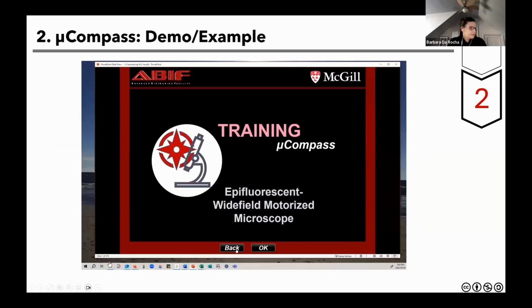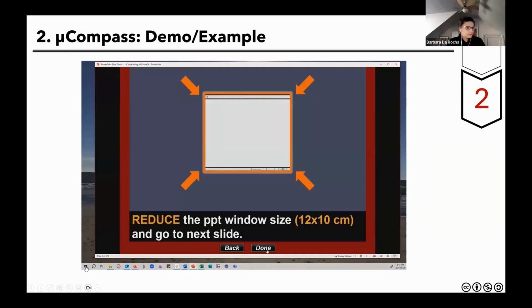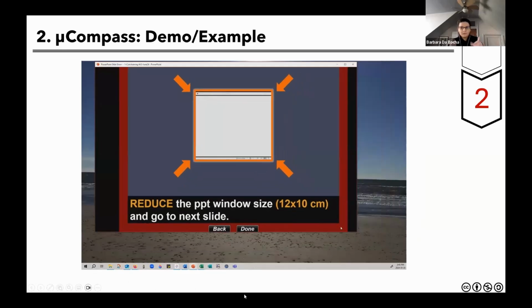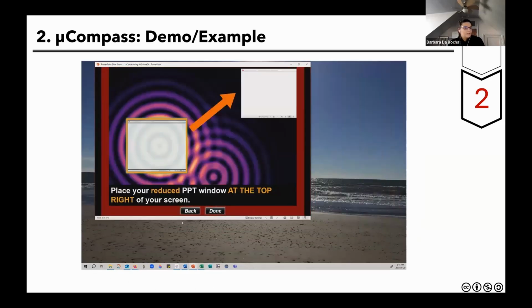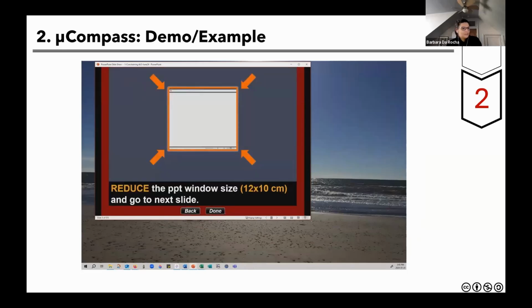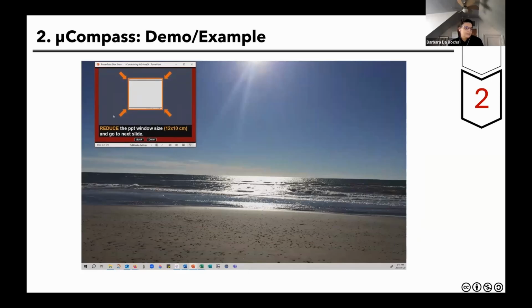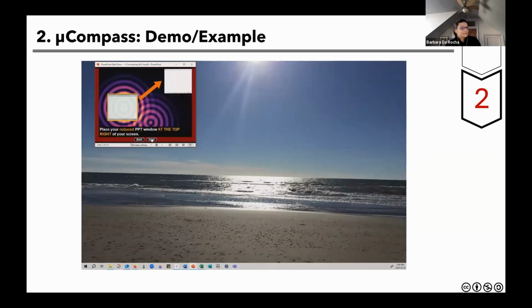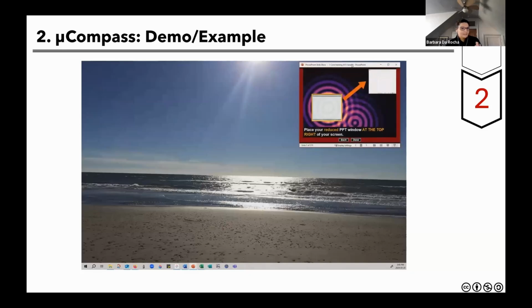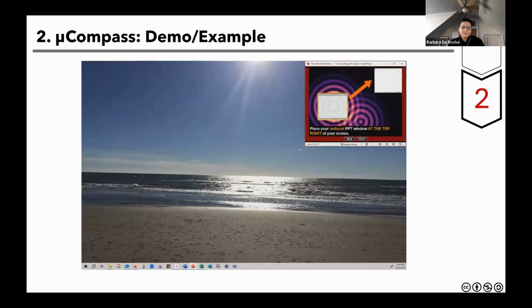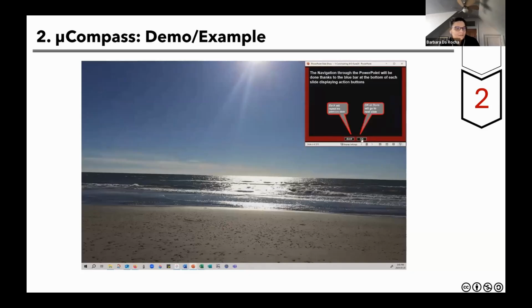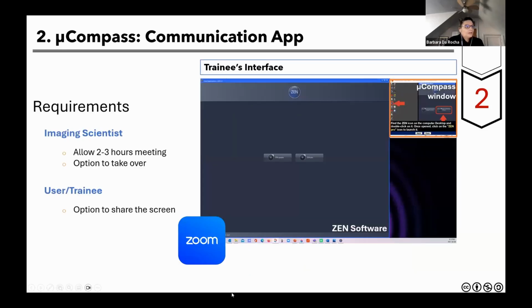So here is a small video on how it's working. So it's how to reduce the training. You can go on, go back when it's done. You go to the next slide and you can just move it. And then you are ready to follow the steps one after the other. So this is when you have the training.